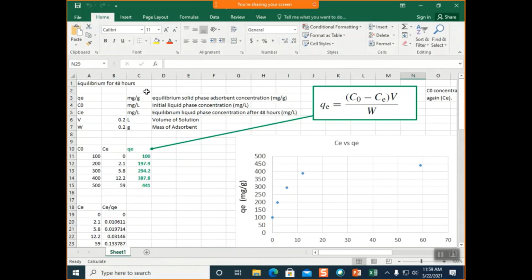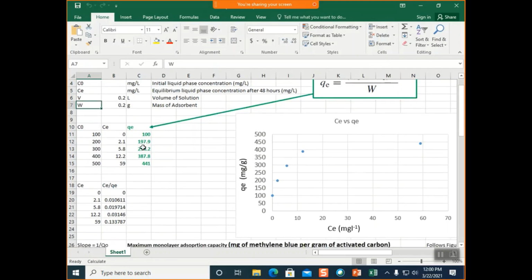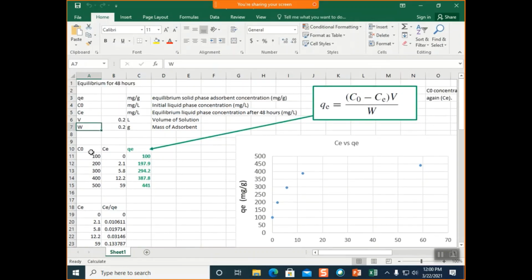All right. So here's what we're dealing with. We've got QE, and in this equation, our initial concentration, equilibrium concentration, the volume, and then the mass of the adsorbent. So here's what they had on their chart. They had these initial concentrations. So they're putting in 100 milligrams of methylene blue per liter, then 200 milligrams per liter, all the way up to 500 milligrams of methylene blue per liter. And then they let it sit and mix with their 0.2 grams of activated carbon in that solution for 48 hours.